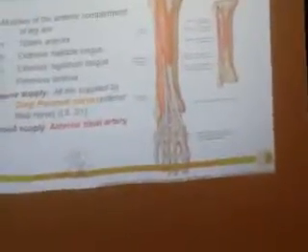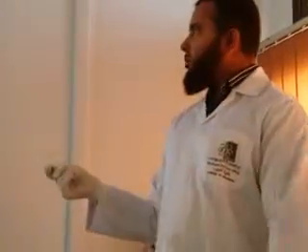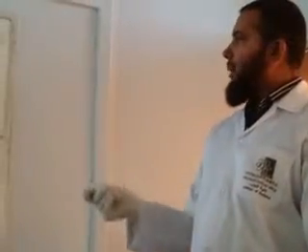Okay, so this is the deep peroneal nerve. As your friend said, near the neck of the fibula, it divides into superficial and deep. So the deep peroneal nerve will be supplying this compartment, and the blood supply is by the anterior tibial artery.